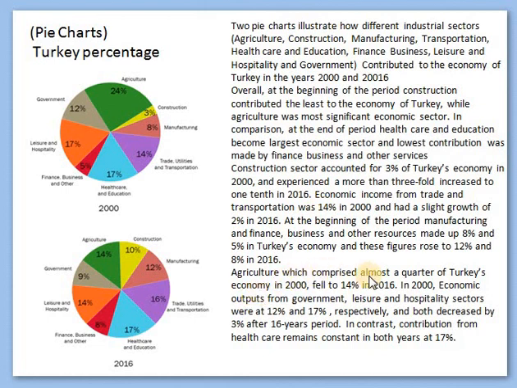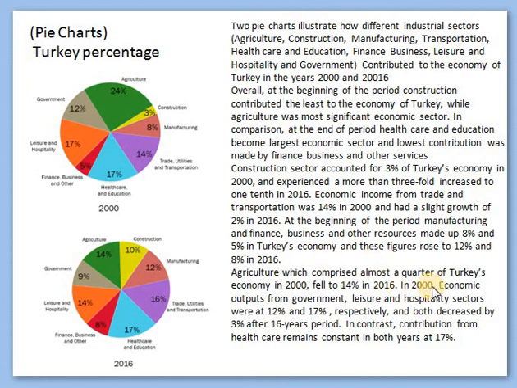Agriculture, which comprised almost a quarter of Turkey's economy in 2000. A quarter of Turkey's economy means almost 25%. I used the word almost because exactly it is 24%. It fell to 14% in 2016. So it reached the level of 14% in 2016.